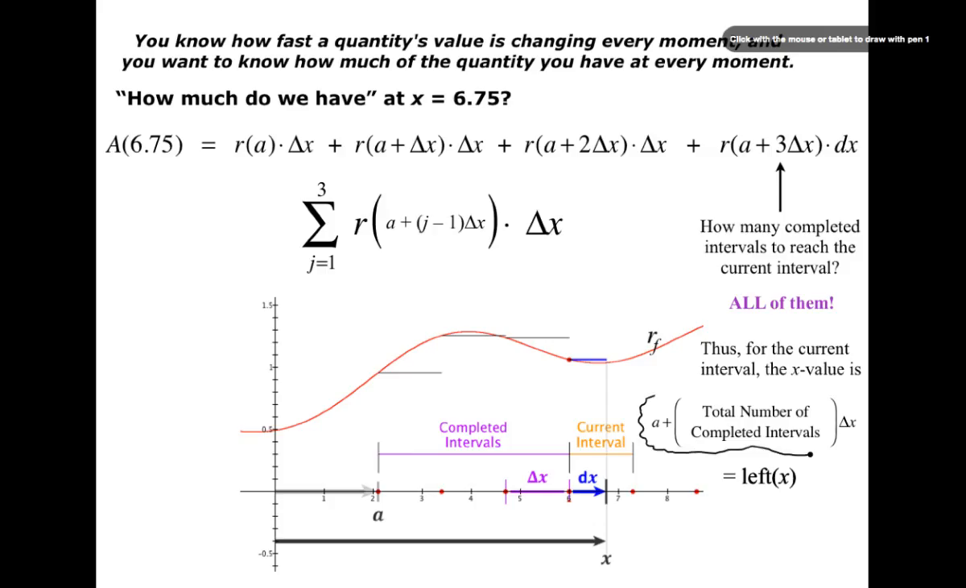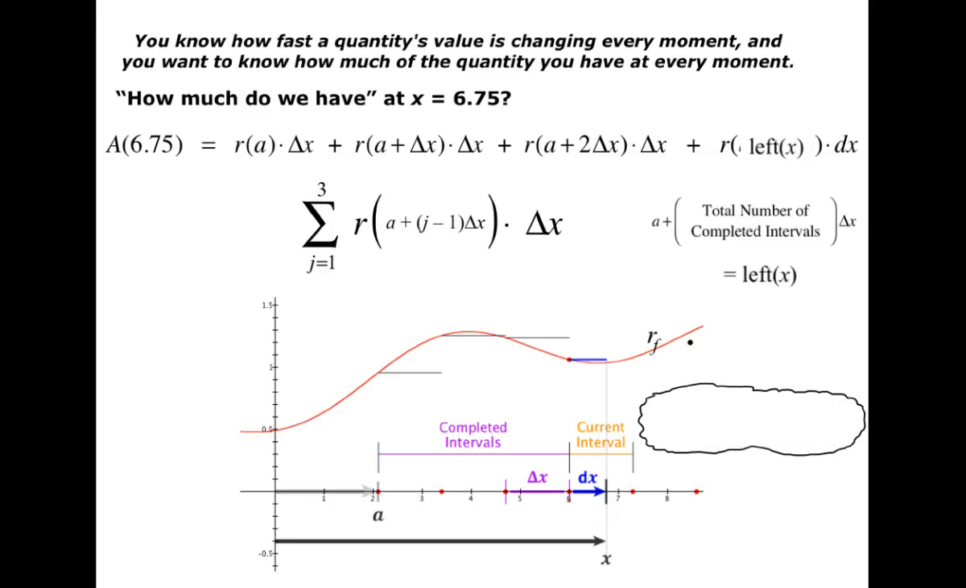That function is going to be called left of x. That whole thing is going to be the function left of x. Okay? So we're going to have r of left of x, right? Because we have a plus 3 delta x. Well, that's just a plus the total number of completed intervals times delta x. So that's left of x. So r of left of x is going to be the rate we need. Okay, so we'll add to our picture a new element which we call left x. It's the x value at the left side of the current interval.